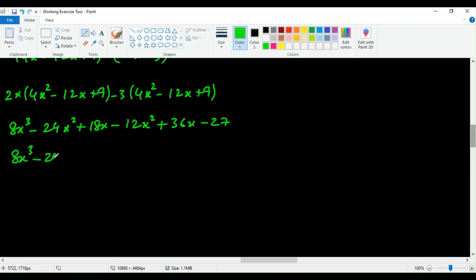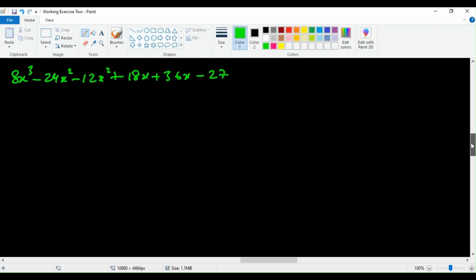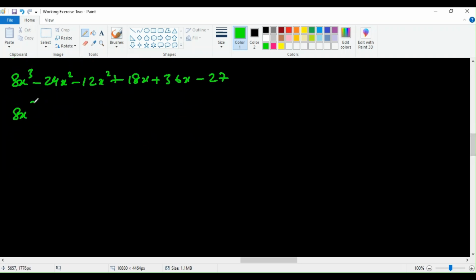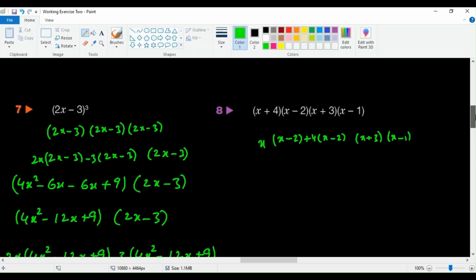8x cube minus 24x square and minus 12x square together, and plus 18x and plus 36x together. Now we can add and subtract. Let's see what we get. So 8x cube and minus 24 and minus 12 is going to give us a minus 36x square, and 36 plus 18 is going to give us 54. It's going to be a 54x minus 27 as the final answer for this question number 7.